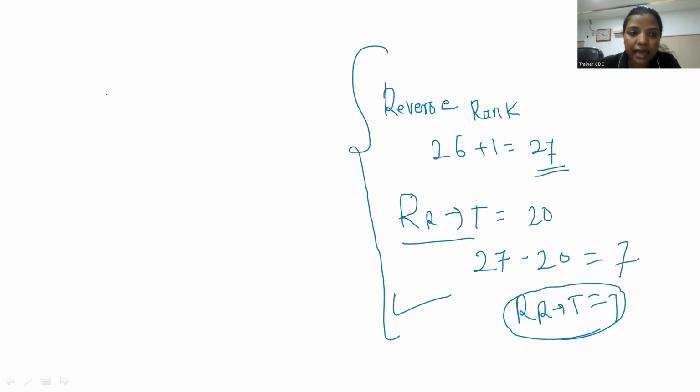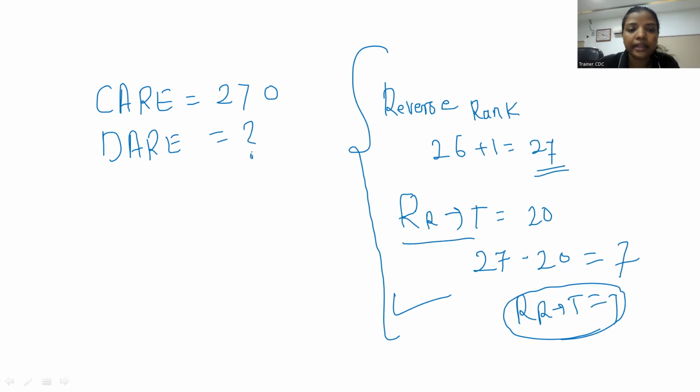Consider that they have given two words, care, C-A-R-E. Care is coded as 270. Then how can we code there? Can you solve this question? Yes. So how is care 270? We have to find that. Why is care 270? That we have to find out. So we can use any logic. We can use reverse rank logic, forward rank logic, or opposite letters logic, right?